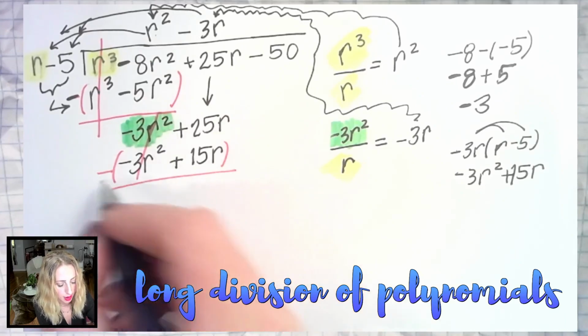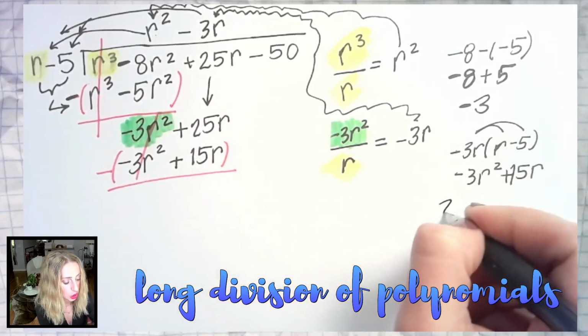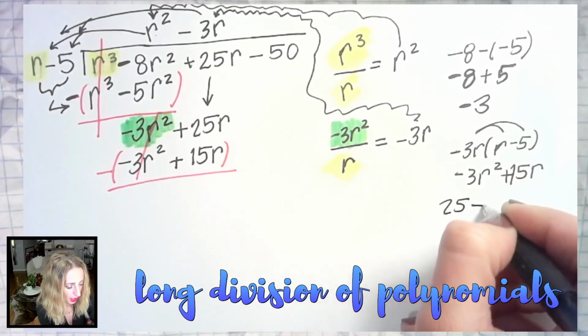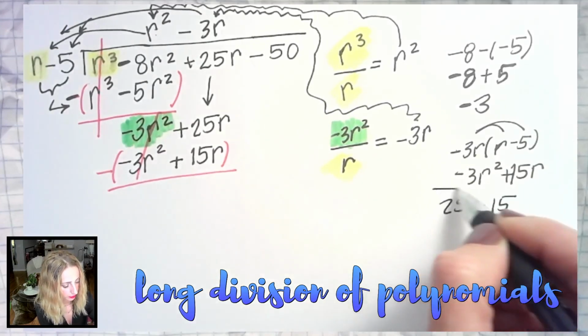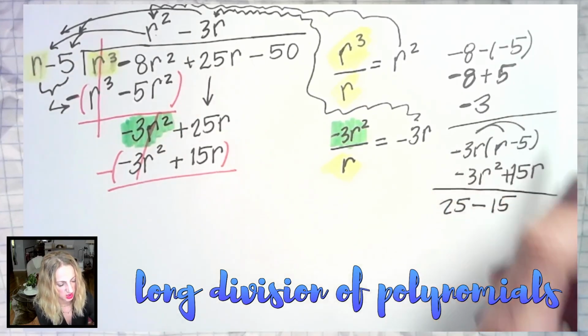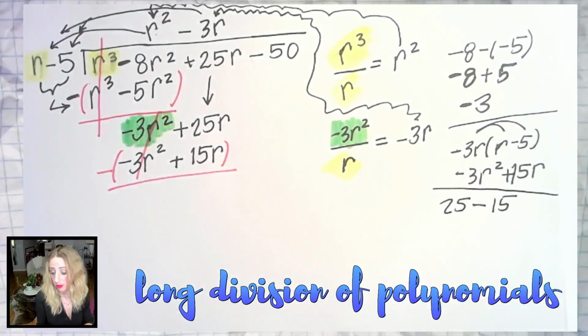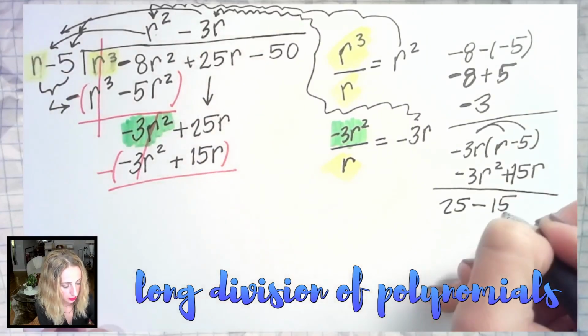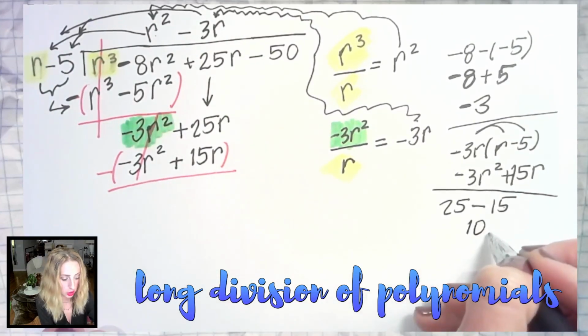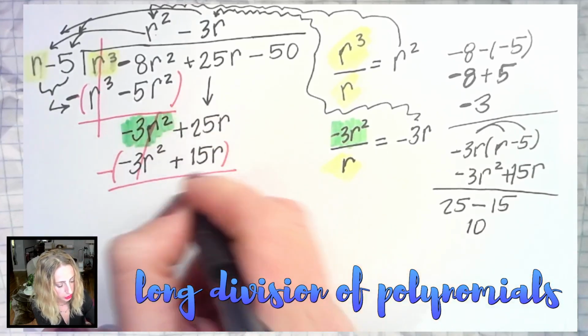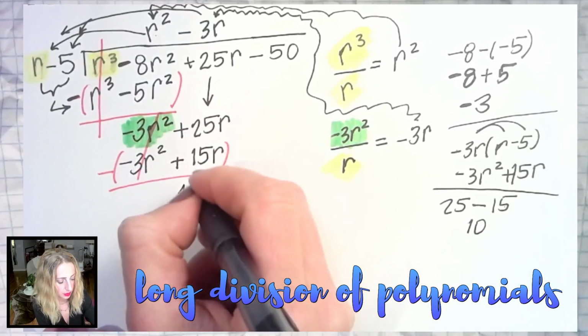25 minus 15. Don't overthink it. It's a classic subtraction like you would have done in elementary school, and that will be 10. If you take 5 away first, that gets you to 20 and then 10 more, right? So that's going to be a positive 10r.